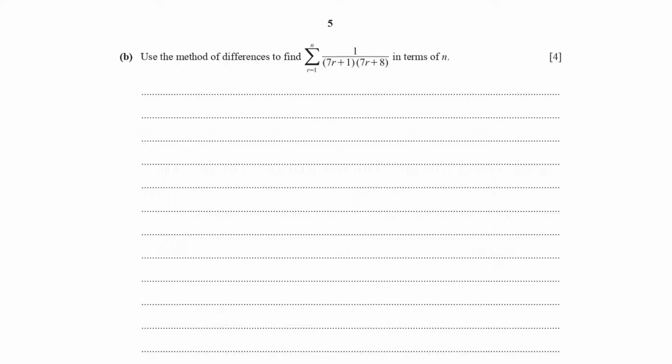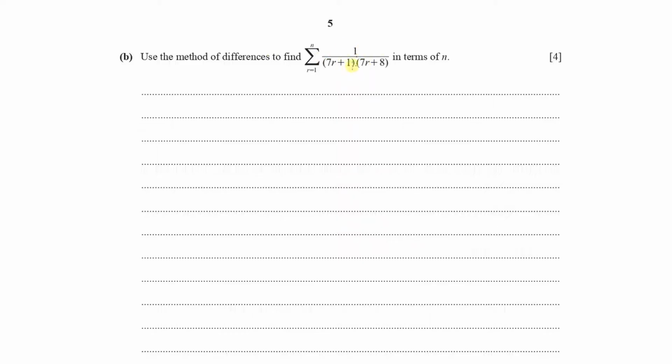On part B, they say, use the method of differences to find the summation from r equals 1 up to n of the form 1 over 7r plus 1 bracket 7r plus 8 in terms of n. Now, in order for us to be able to apply the method of differences, we would need, in this case, to express this fraction 1 over 7r plus 1 bracket 7r plus 8 in partial fractions. Now, I would want to assume that you already know how to express an algebraic fraction in partial fractions.